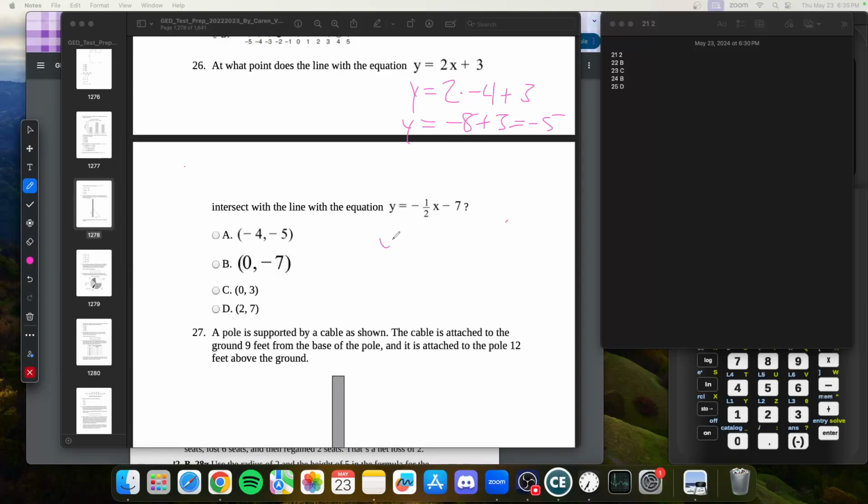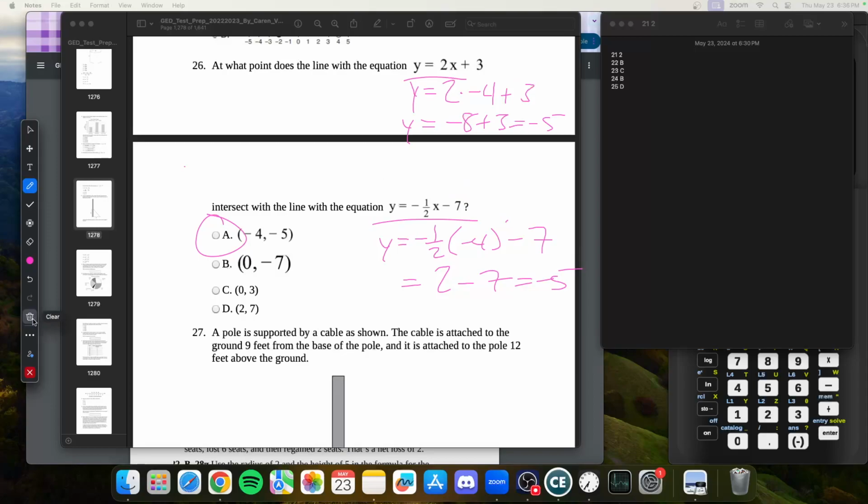So let's plug in -4 here. y equals -1/2 times -4 minus 7. So -1/2 times -4, that's positive 2. Minus 7 is equal to -5. So here, A is definitely the correct answer. So A fits into this first equation and also into the second equation. That's enough to say for sure that that is the solution to the system of equations.